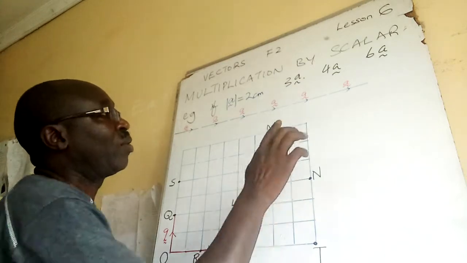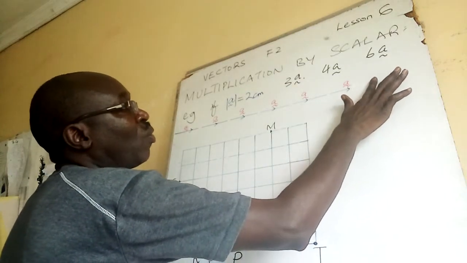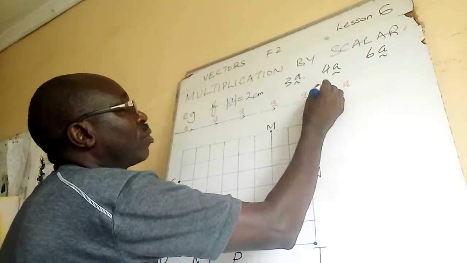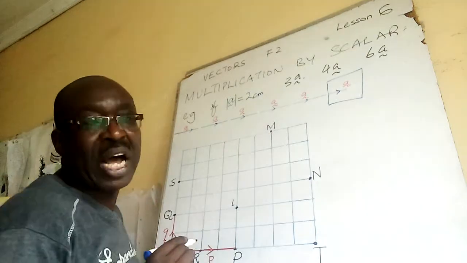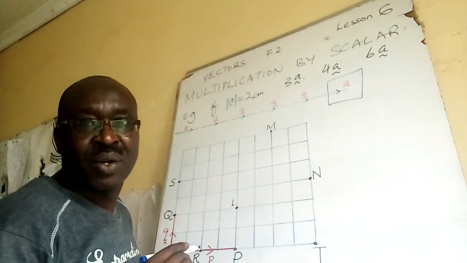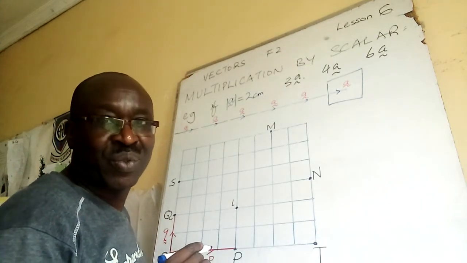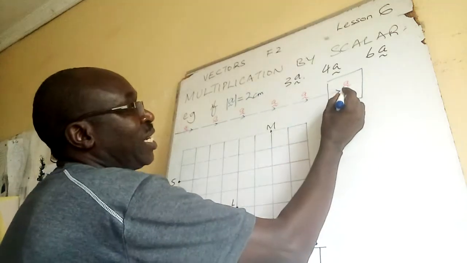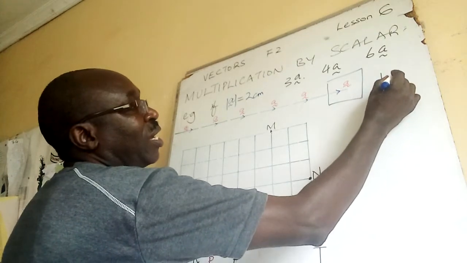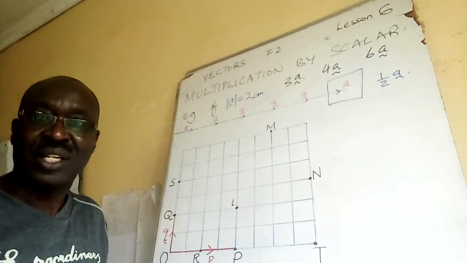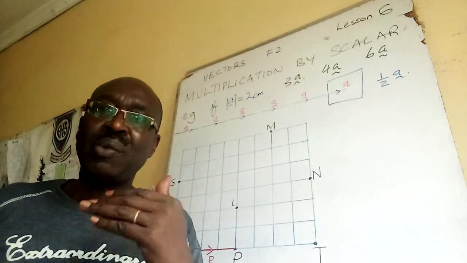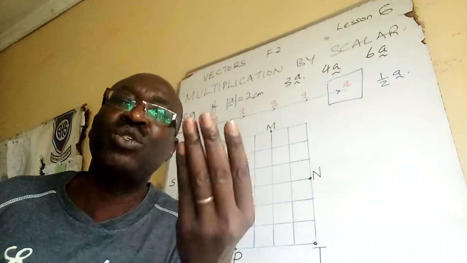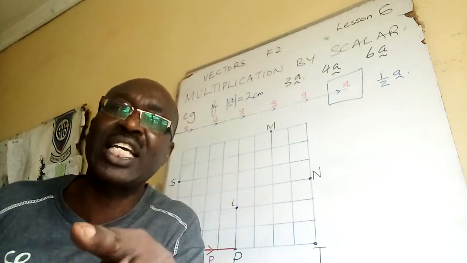Okay? Now, what would that be? This part by itself, I've reduced it by half. So how would you write it? This now would be half A. So what am I doing? The number of times you repeat that vector is what we call multiplication by scalar.